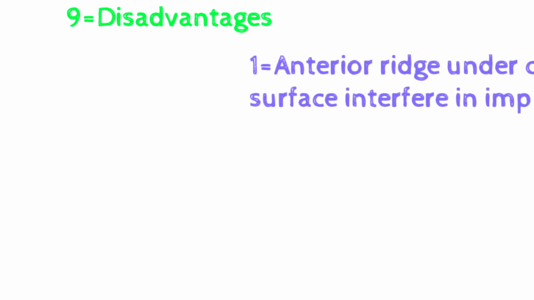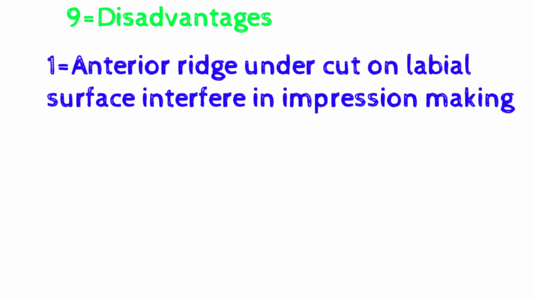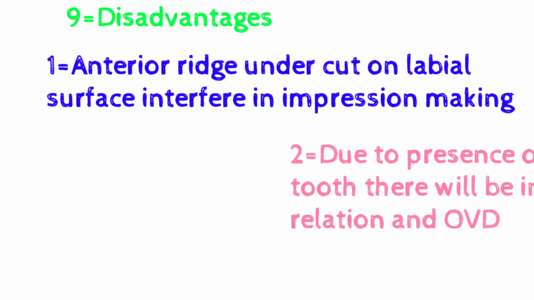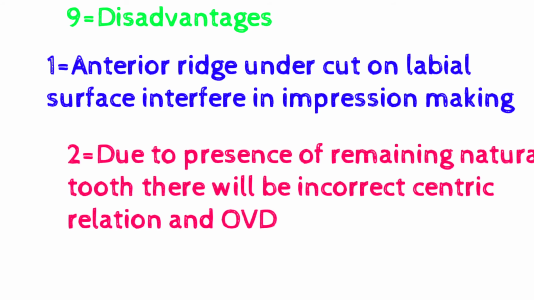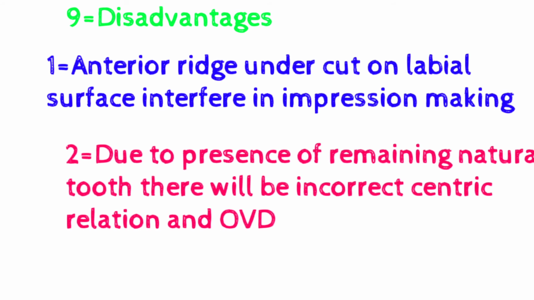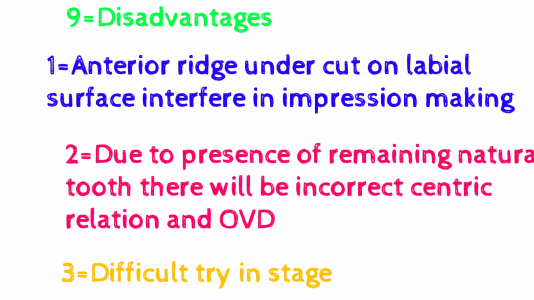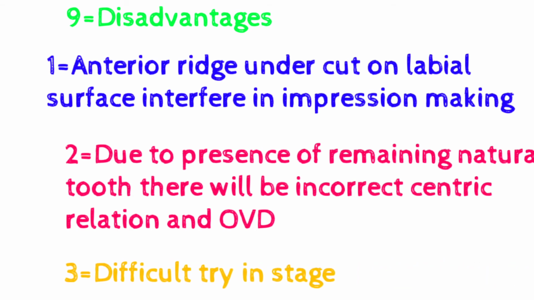Now come to the disadvantages of immediate denture. Number one, anterior ridge undercut on labial surface interferes in impression making. This is the first disadvantage. Second, due to presence of remaining natural tooth, there will be incorrect centric relation and occlusal vertical dimension. Third, there will be difficulty in try-in stage when we check the immediate denture in patient mouth.